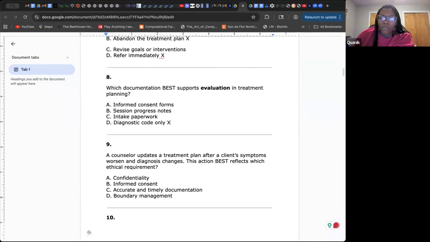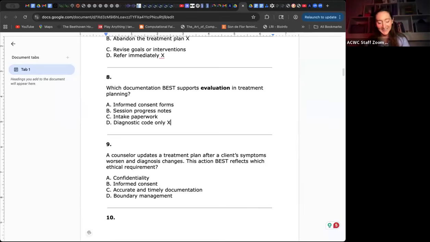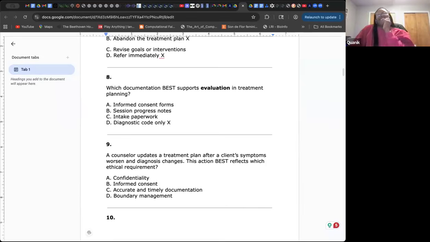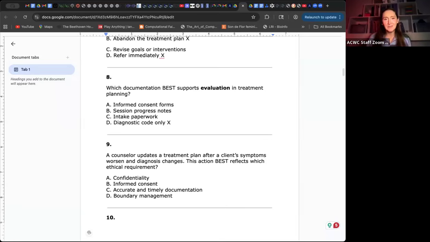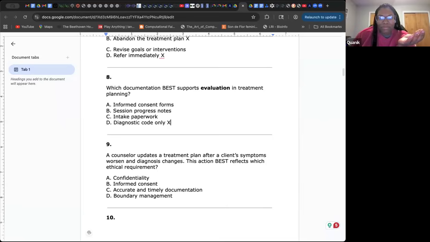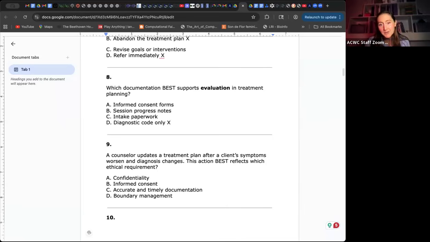What is this question asking me? Hey, we're all there with you. We're like, what is this question even asking me? Okay. So what type of documentation? That's a huge clue right there. It's a type of documentation, best supporting when we evaluate. Remember when I was saying it's like ADPIE and then evaluation is here? After you do the assessment, the diagnosis, the goal and the intervention, you are still doing evaluation, ongoing.